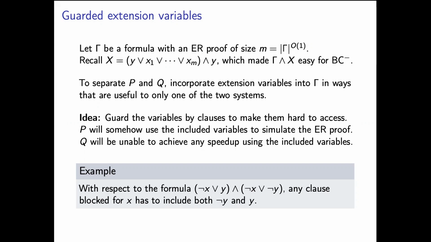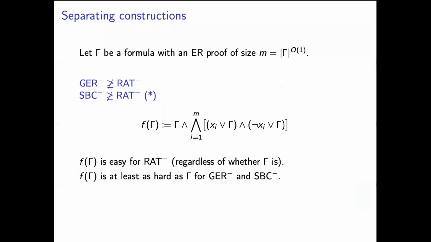Okay. And then the upper bound will come from just showing that one of the systems doesn't care about these guarding clauses. It can just go ahead and simulate the ER proof somehow. So for instance, this kind of construction separates RAT from these two systems. And let me explain what this is.